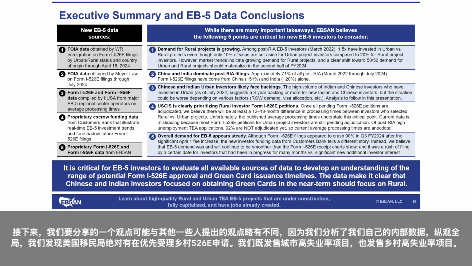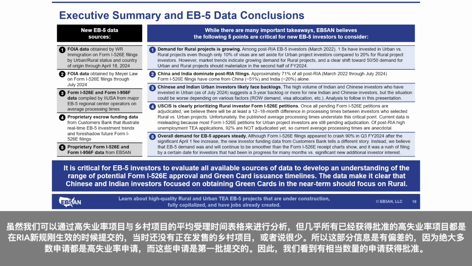Next, and this is a takeaway that we have, which is a little bit different than what's been presented by some others, just because we're looking at the data internally and really taking a step back, which is USCIS is absolutely prioritizing rural I-526E forms. We have both urban, high unemployment, and rural deals.